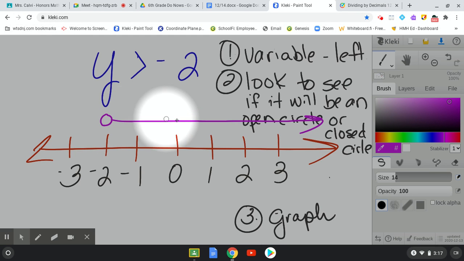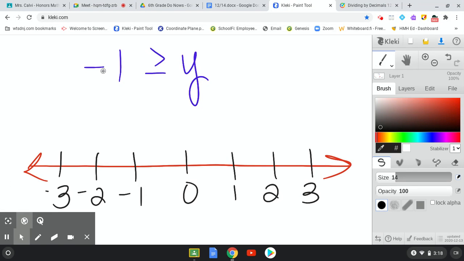So this is telling me that this line, these are all of the y values. So all of these y values should be greater than -2. Well, these are all greater than -2. It does not include the -2 because this is an open circle. Okay? All right, so let's take a look at this one.